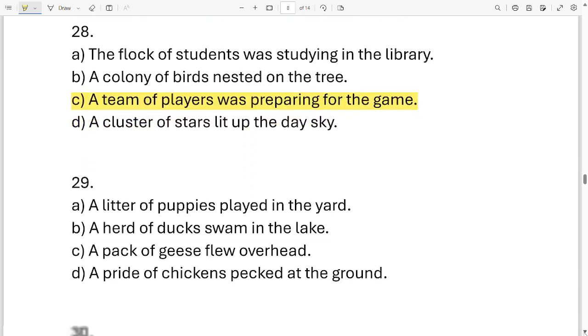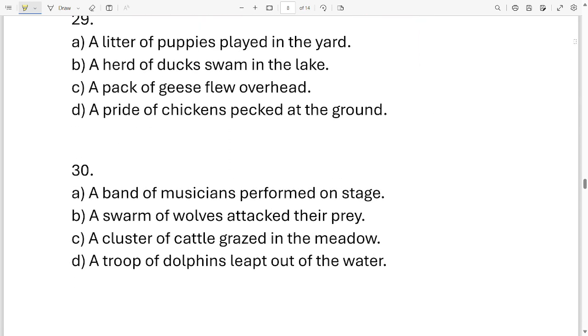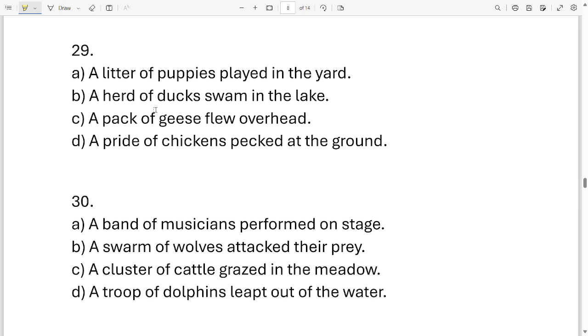Okay, next set of sentences. The first sentence, a litter of puppies played in the yard. A herd of ducks swam in the lake. A pack of geese flew overhead. A pride of chickens pecked at the ground. Out of these 4 options, which option do you think is correct? Is it A, B, C, or D? Which option is correct? It is option A. A litter of puppies played in the yard.